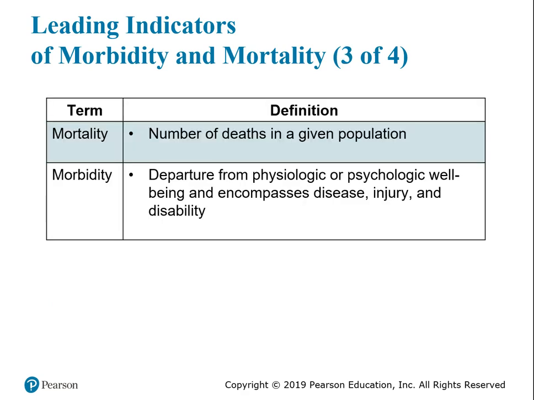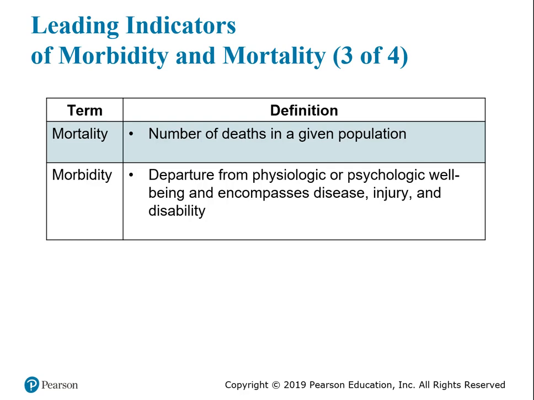Okay, I did say we were mentioning a little bit about morbidity and mortality. So first, just to define, right? Mortality is the number of deaths in a given population. Morbidity is departure from physiologic or physiological well-being. And basically it encompasses disease, right? Injury or disability. So we're talking about morbidity. It's sort of the presence of disease or injury, or sort of the disability state.